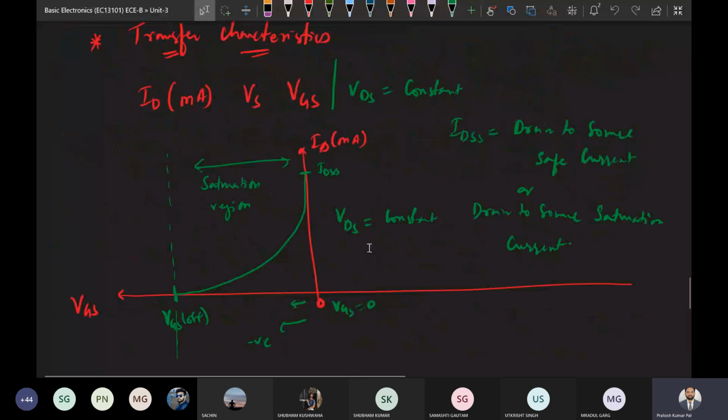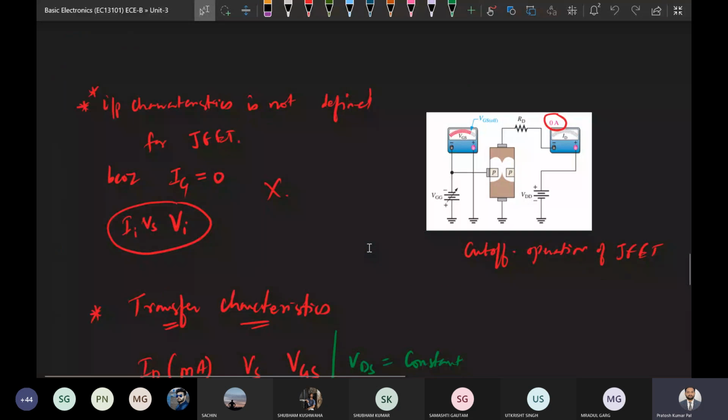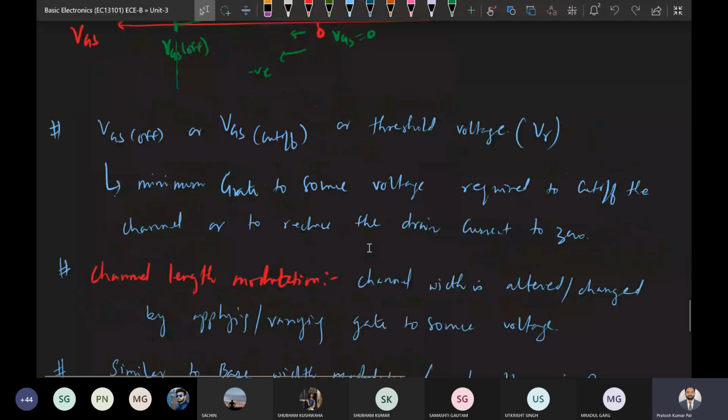This is all that we have covered in the previous class. So we will be starting with the current equation in the case of a JFET.